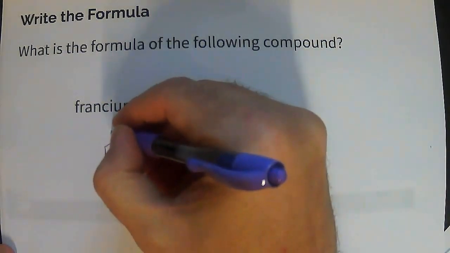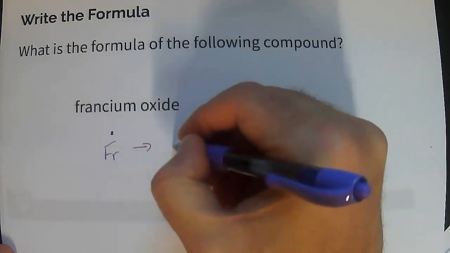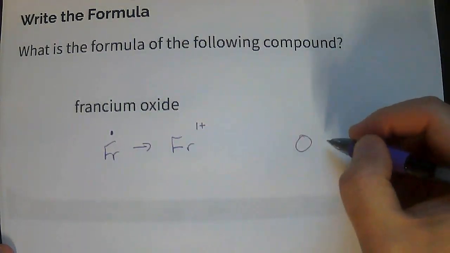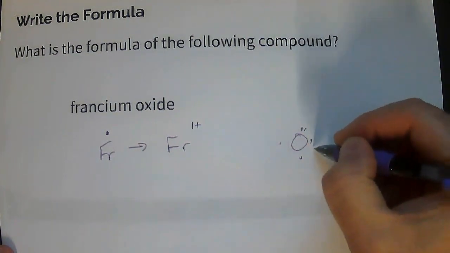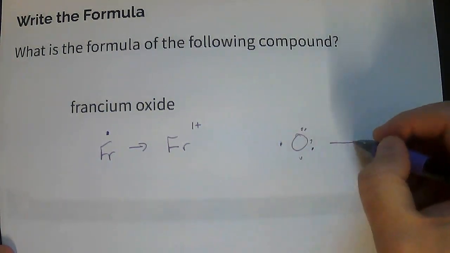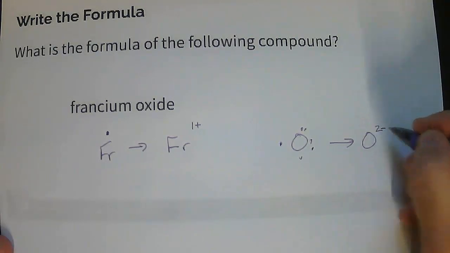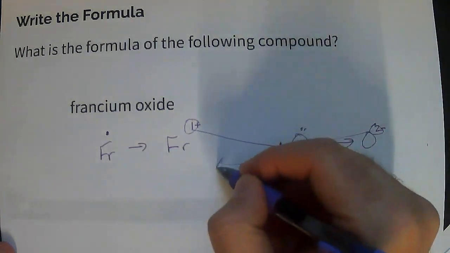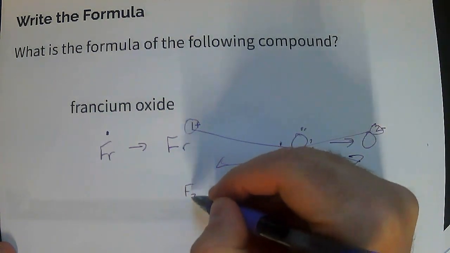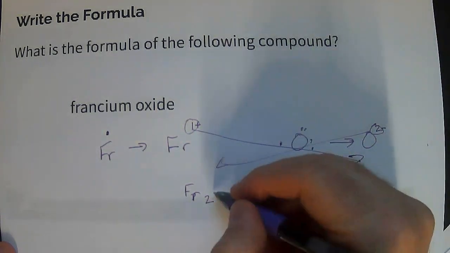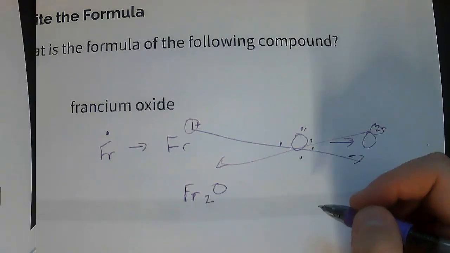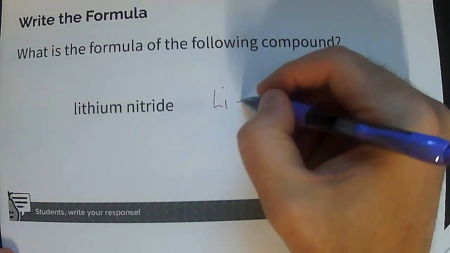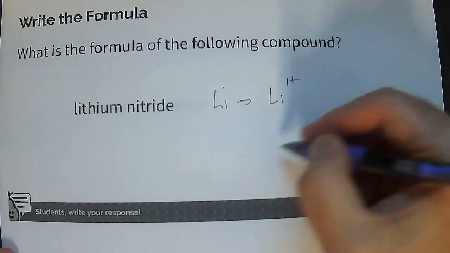Francium has 1 valence electron, so francium is a 1 plus charge. Oxygen has 6 valence electrons, so it's easier for this to gain 2 electrons. So oxygen will want to have a 2 minus charge. So if we're going to do this, we're going to crisscross, and this is going to be Fr2O, crisscross.